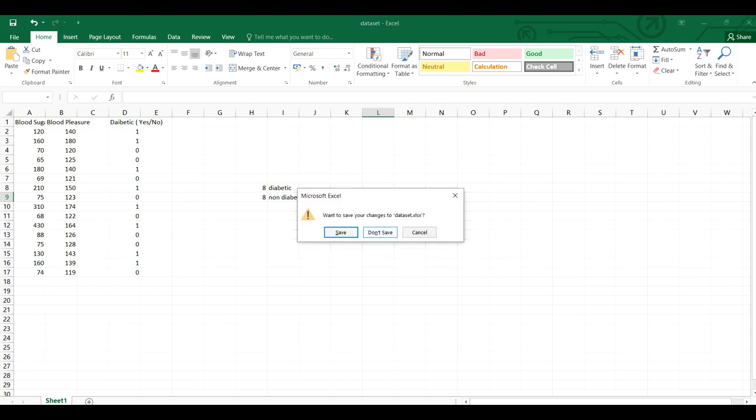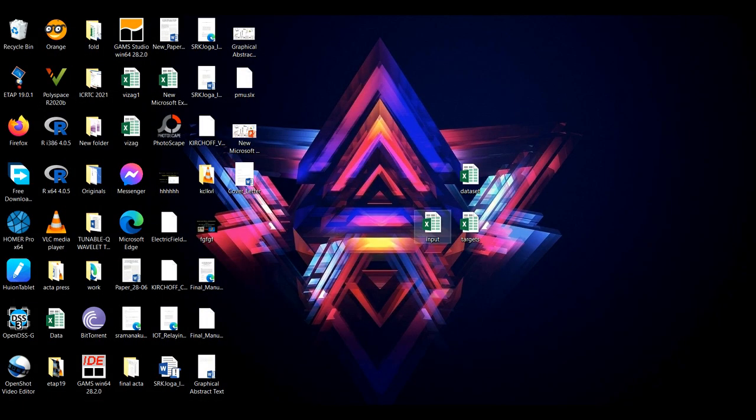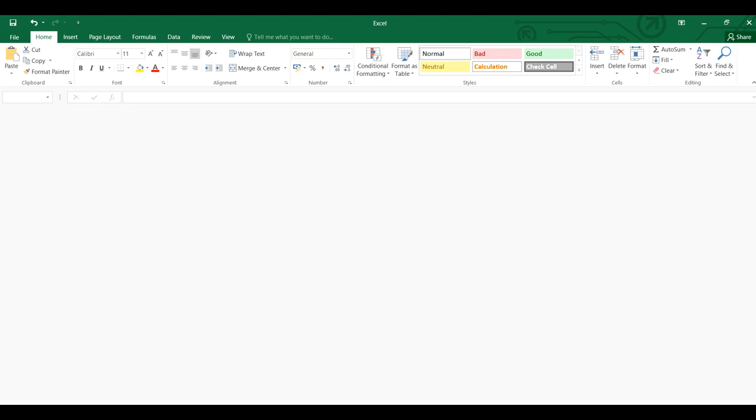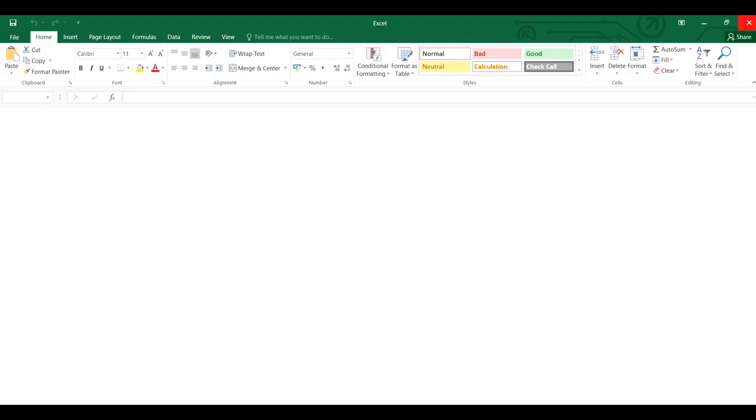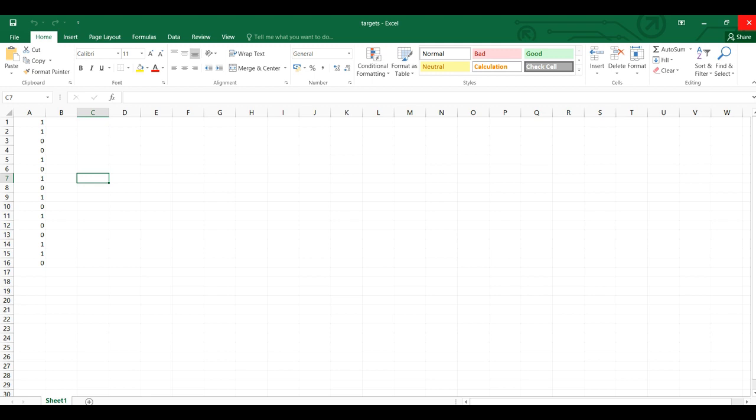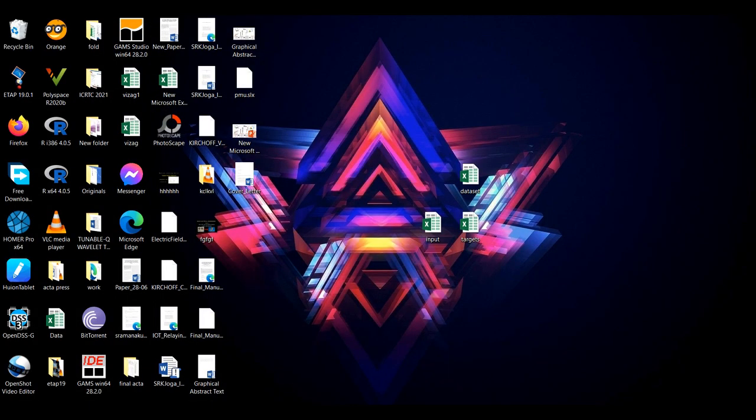Now we have to segregate this data into inputs and targets. So I have copied all the patient attributes into an input file. I collected all the data in the input file, and whether the patient is diabetic or not, I collected as targets.